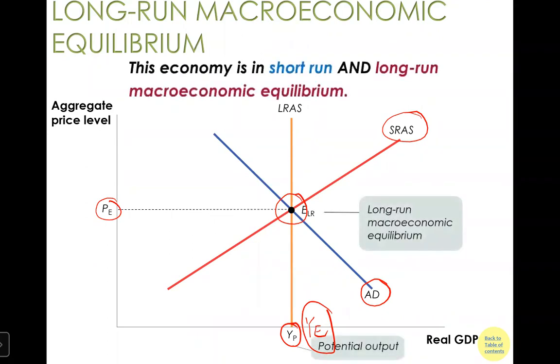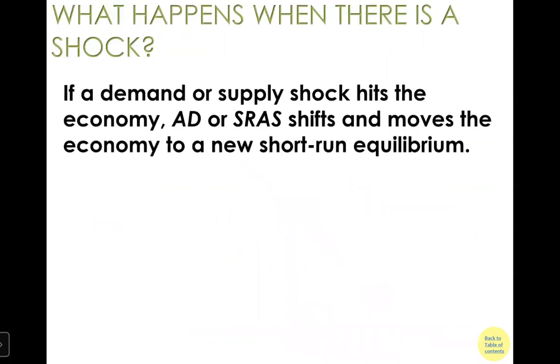Okay, so this just tells you: long run equilibrium, potential output, short run match with long run. Now let's see what happens if we are hit by a shock. Again, we are going to focus on demand shock. Toward the end, I'm going to talk about supply.